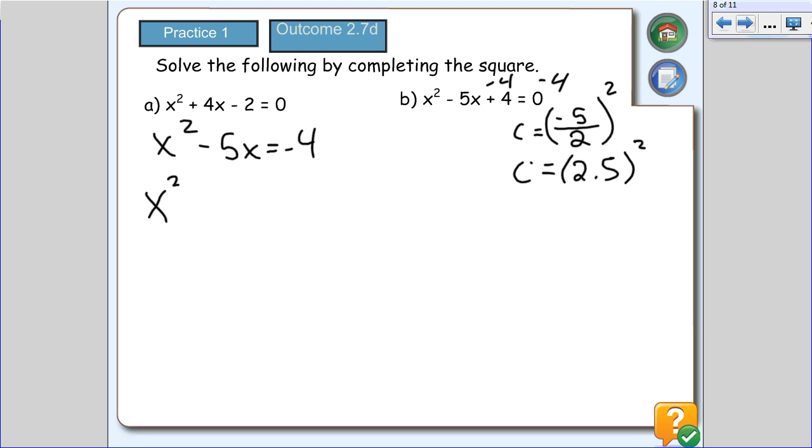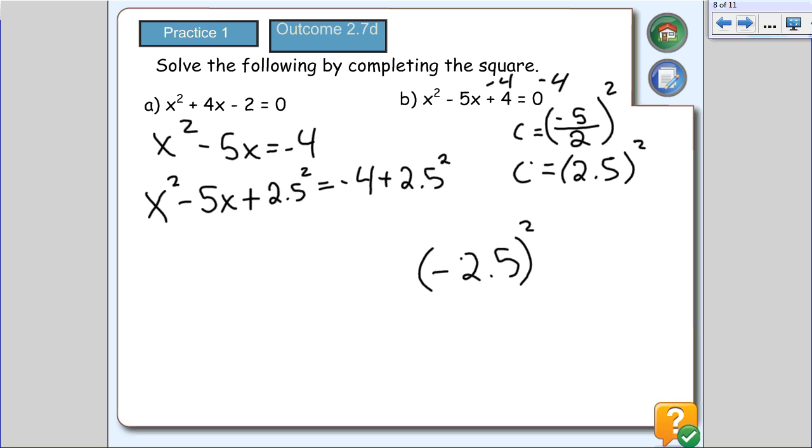So I have x squared minus 5x plus 2.5 squared equals, sorry, not equal 4, equals negative 4 plus 2.5 squared, just like that. And so if you did that, it would be positive. Because negative 2.5 squared is the same thing as 2.5 squared. Because when you square negatives, they become positive. So it just makes our lives a little bit easier to get rid of that negative. Just looks a little nicer.